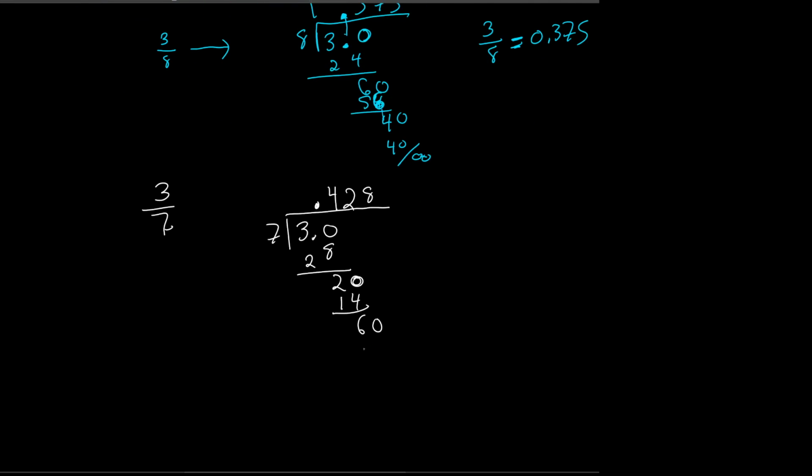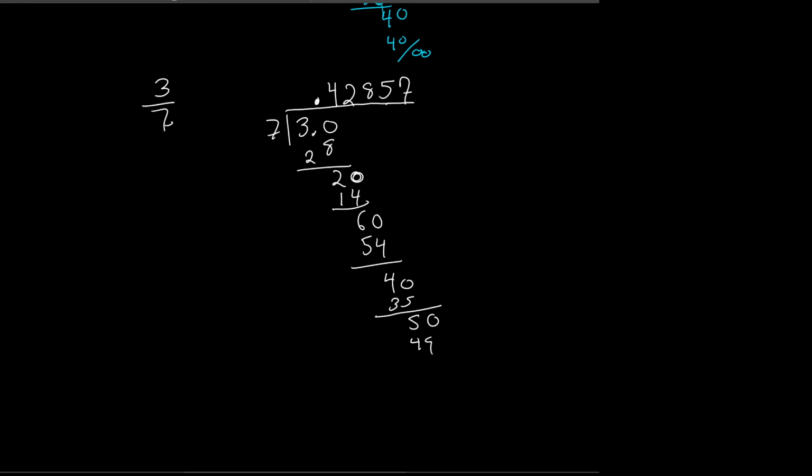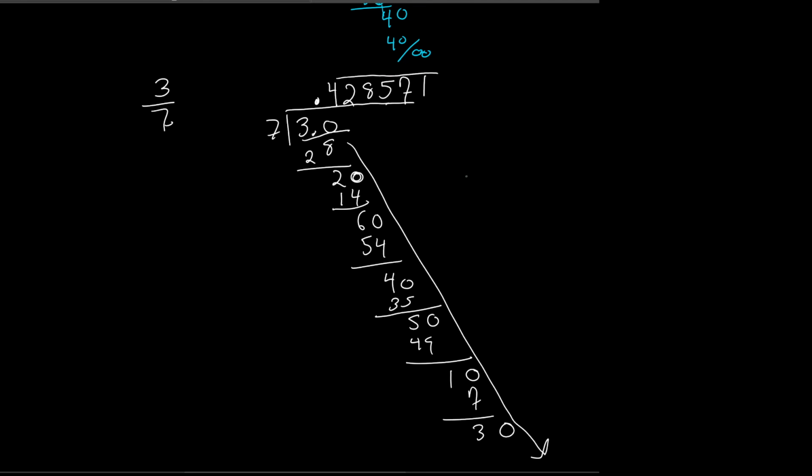Which gives me 56. I'll have to borrow another 0. It goes into that 5 times, which gives me 35. That leaves 5. I'll borrow another 0. It goes into that 7 times, which leaves 49, which leaves a 1. I'll borrow another 0. It goes into that once, which gives me 30. Wait, I started with a 30. And so if I continue, this is going to repeat. And this is a repeating decimal, so this isn't exact.